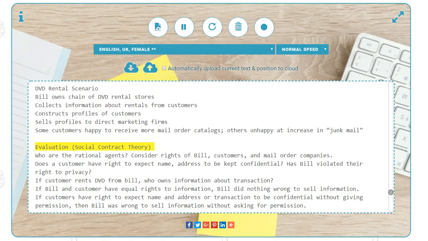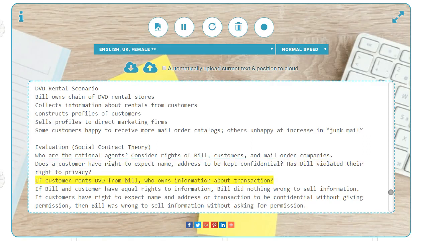Evaluation, social contract theory. Who are the rational agents? Consider the rights of Bill, customers, and mail order companies. Does a customer have the right to expect their name and address to be kept confidential? Has Bill violated their right to privacy?